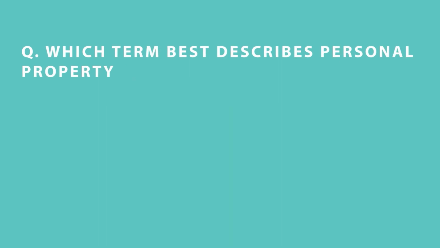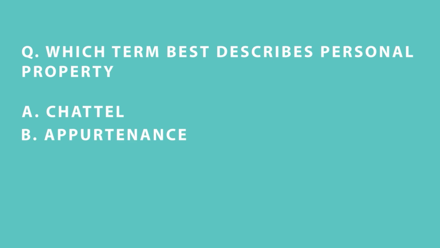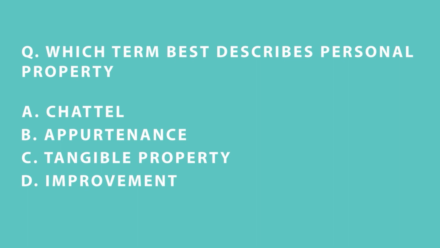Which term best describes personal property? A. Chattel. B. Appurtenance. C. Tangible property. D. Improvement. The answer is A.